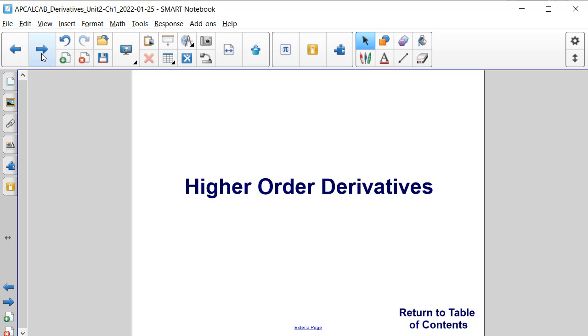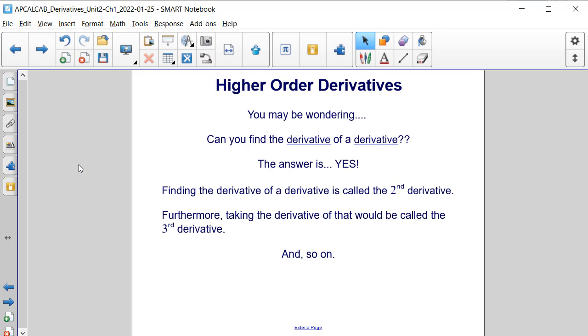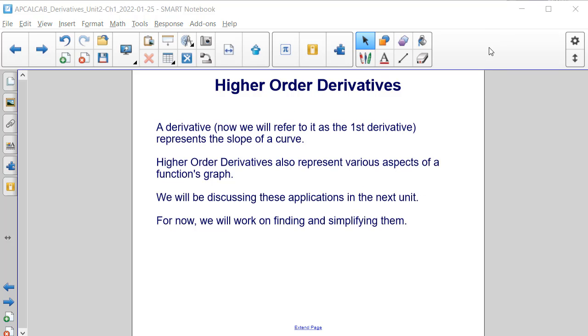Higher order derivatives. You may be wondering, can you find the derivative of a derivative? Well, the answer is yes, you can. Finding the derivative of a derivative is called the second derivative. Furthermore, taking the derivative of that would be called the third derivative, and so on.